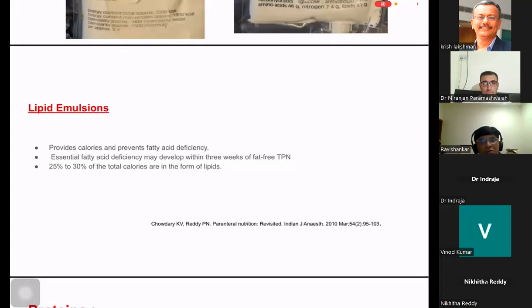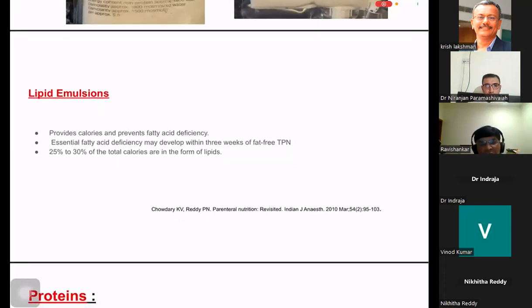Lipid emulsions provide calories and prevent fatty acid deficiencies through TPN. Basically, these are provided at around 25 to 30% of the total energy requirement per person per day. Essential fatty acid deficiencies may develop within 3 weeks when 2-in-1 TPNs are used.